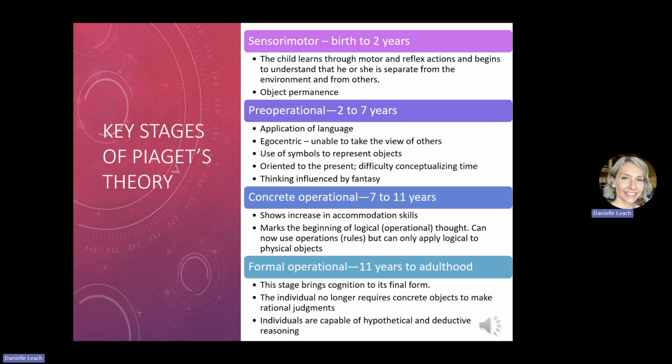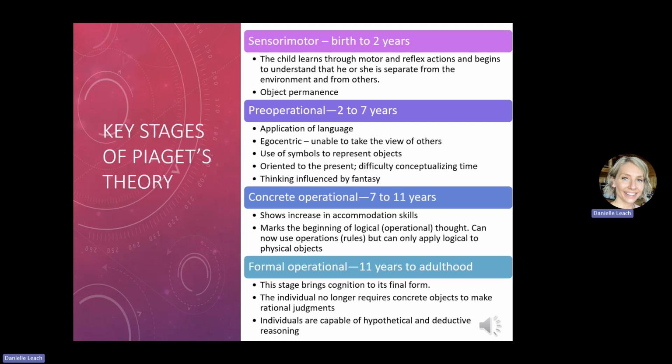In this stage, these children are more oriented to the present. They can't conceptualize time very well, especially at the beginning of this stage. So if you say something like, we're going on vacation in 5 days, that may not make any sense to them. So you may have to say something different, like after we go to sleep 5 times, then we're going to go on vacation. Also, there is a lot of fantasy thinking during this time period, which goes along with the fantasy play that a lot of children are doing in this stage as well.